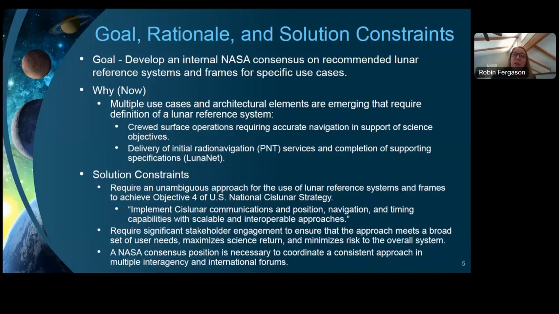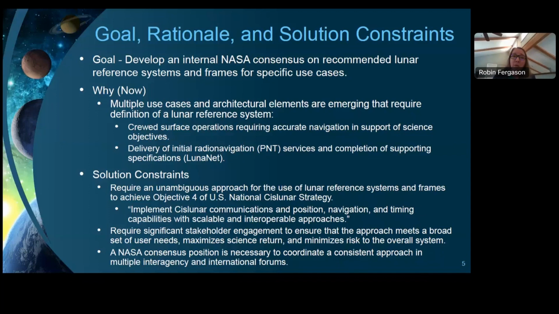So for example, crewed surface operations require accurate navigation in support of science objectives. And so the architecture to support these activities, that architecture is being designed now. So we need to have robust information to help inform that design. Another example is the delivery of initial radio navigation services and developing specifications for future development of our infrastructure.